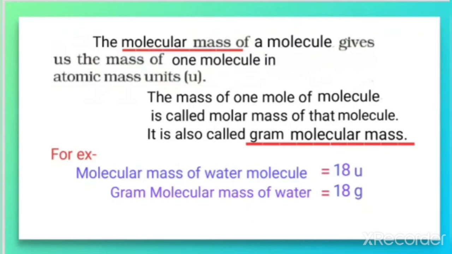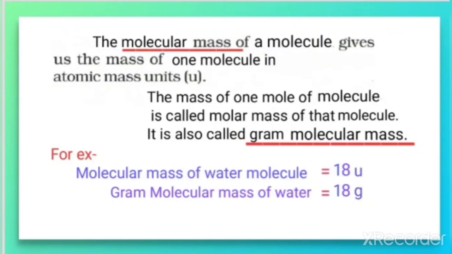What is molecular mass, which we have learned? Molecular mass of a molecule gives the mass of one molecule. It is represented in terms of atomic mass unit. So what will be the gram molecular mass? That is, the mass of 1 mole of molecule is called the molar mass of that molecule. So it is represented in terms of gram molecular mass.